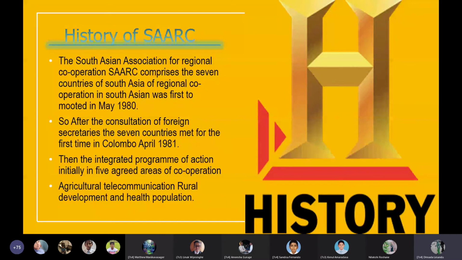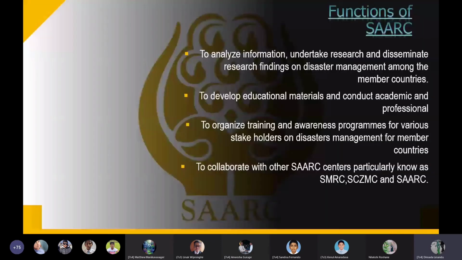Next, these are some functions of SAARC: to analyze information, undertake research, and disseminate research findings on disaster management among the member countries; to develop educational materials and conduct academic and professional programs; to organize training and awareness programs for various stakeholders on disaster management for member countries; to collaborate with other SAARC centers, particularly SMRC, SCMC, SCZMC, and SAARC. Teacher, can you explain a little bit about these short forms, SMRC?